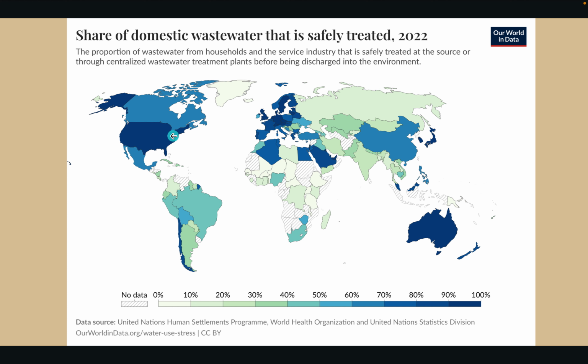And as the previous graph was, the USA is still ahead with 97.85% of the domestic wastewater being safely treated. Russia takes a huge drop here in their domestic wastewater that is being safely treated, and they only have 14.74% of their wastewater being safely treated. And then finally down here in Africa, I particularly looked at Chad in this instance. They only have 2.32% of wastewater being safely treated.